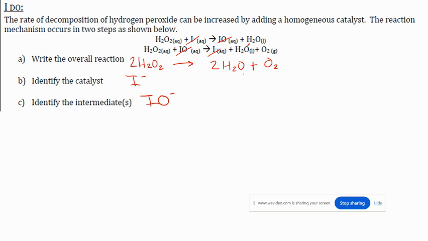As a side note, intermediates do not appear in rate laws, but catalysts do.